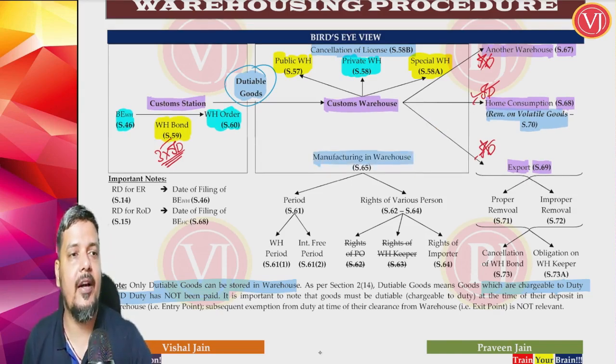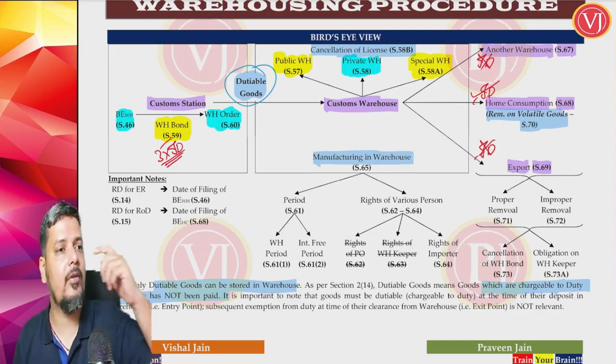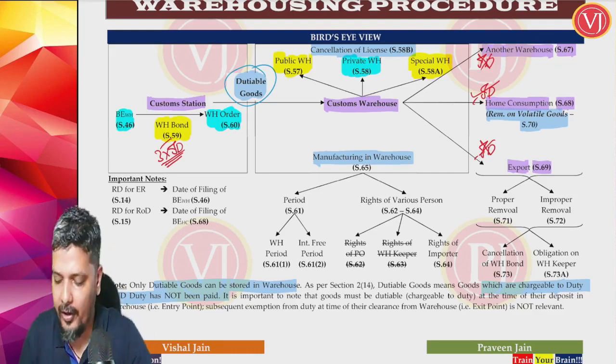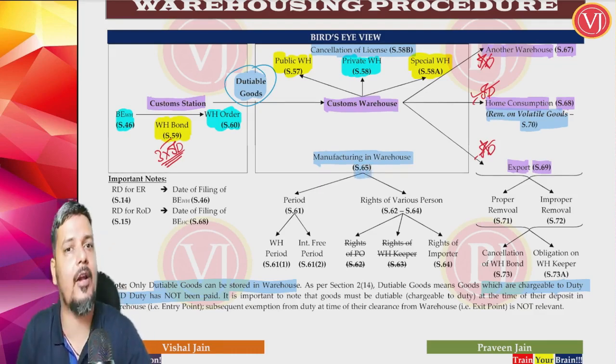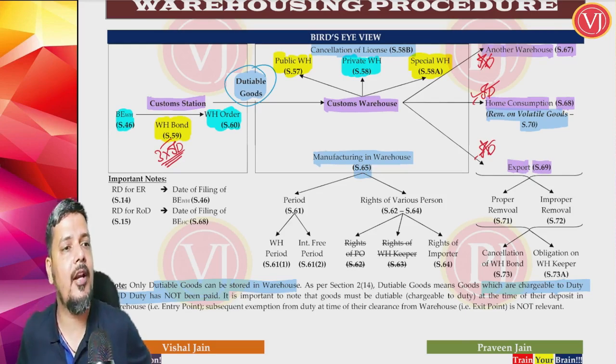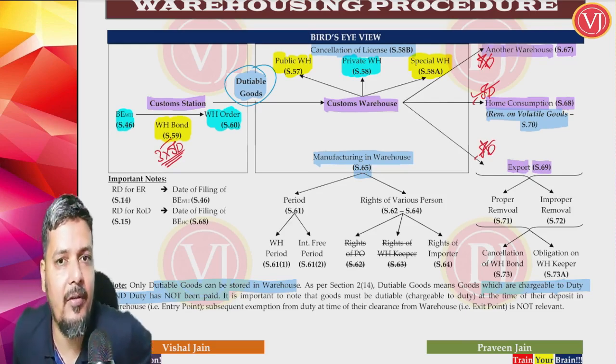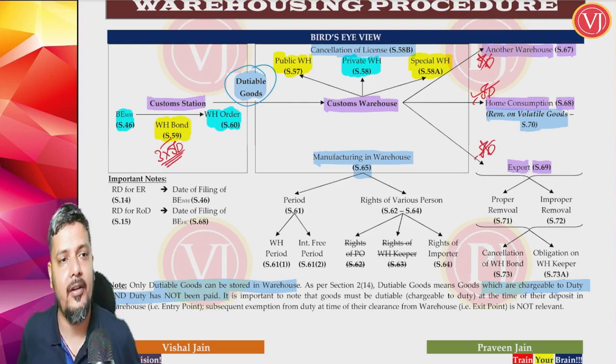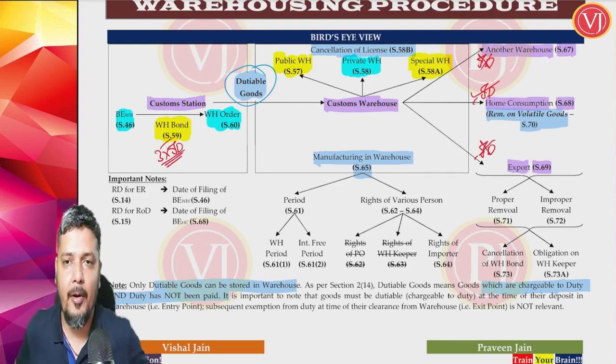There is a facility where you can go for manufacturing in warehouse. It is a customs warehouse. It is not your own warehouse. Customs warehouse, public, private, or special. Here you may decide to go for manufacturing in warehouse. You may take permission and you may manufacture in warehouse. So that is allowed in terms of section 65. Section 65. Look at the provisions.